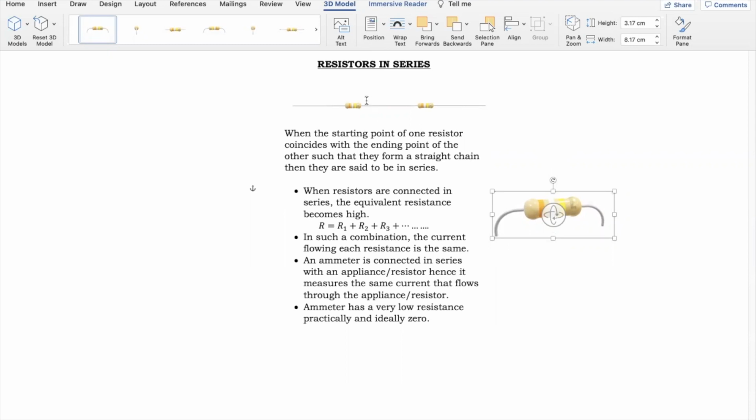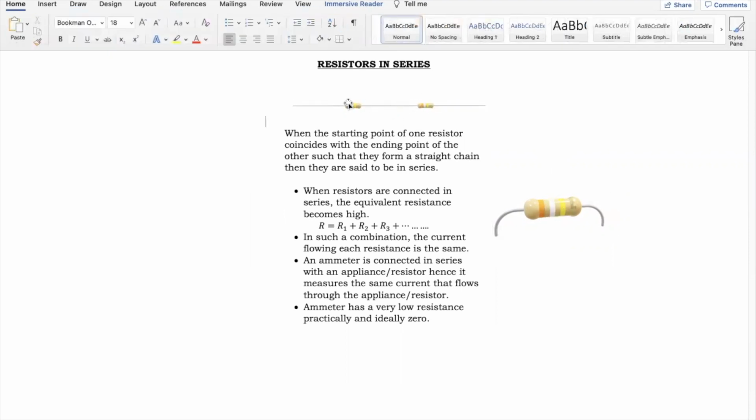Now I've tried to show a two-dimensional figure of a resistor here at the top. You can see one resistor here and one resistor here. Both of these resistors are connected in such a way that the ending point of one resistor coincides with the starting point of the other. And when resistors are connected in this fashion, they are said to be in series.